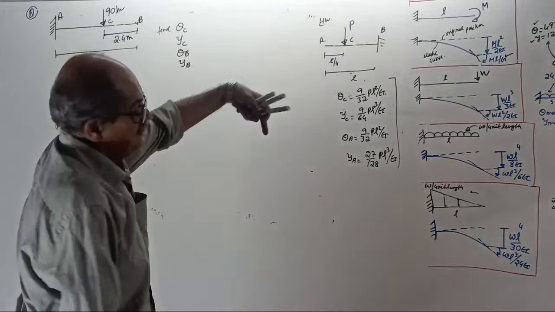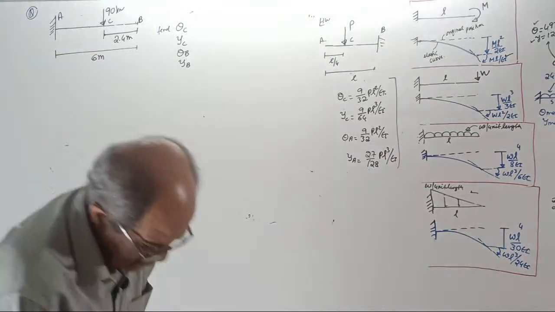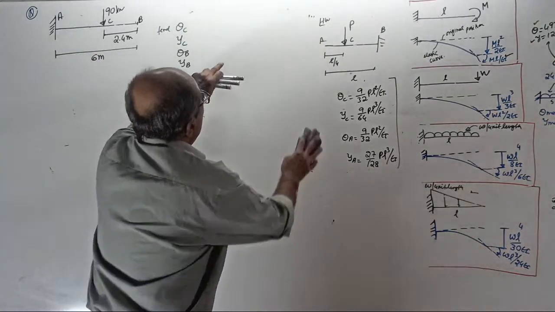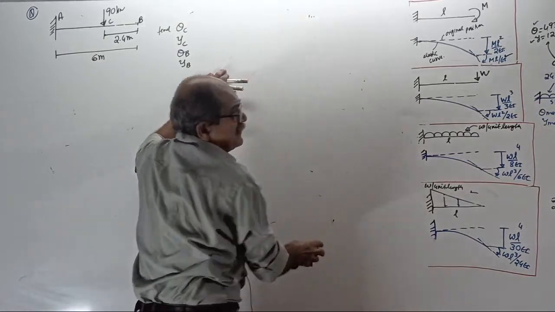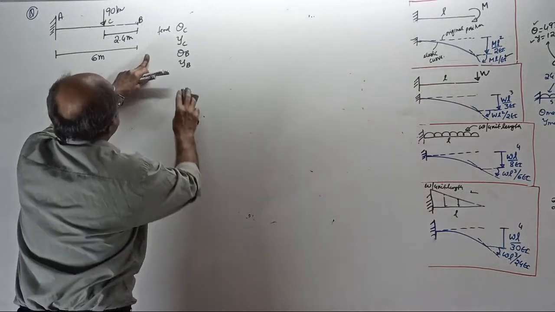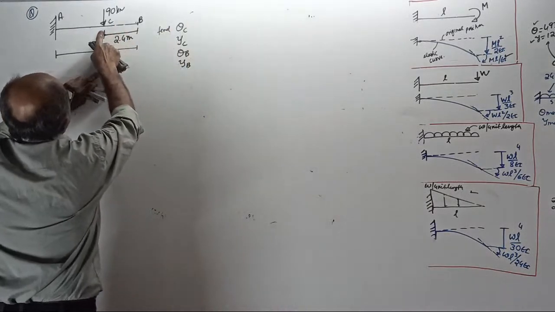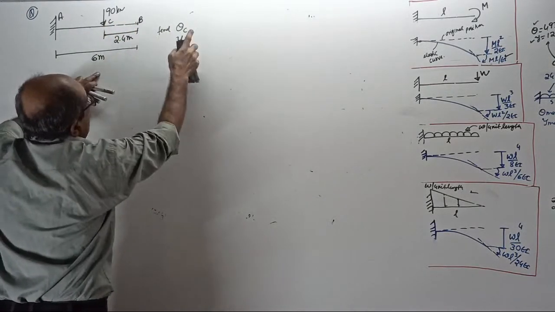Over. Now, that question I am removing. You solve it by both methods. One solved by the moment area method, one solved by the shortcut method. Okay, start here. This question I require theta C, Y C, theta B, Y B. I remove this one now.